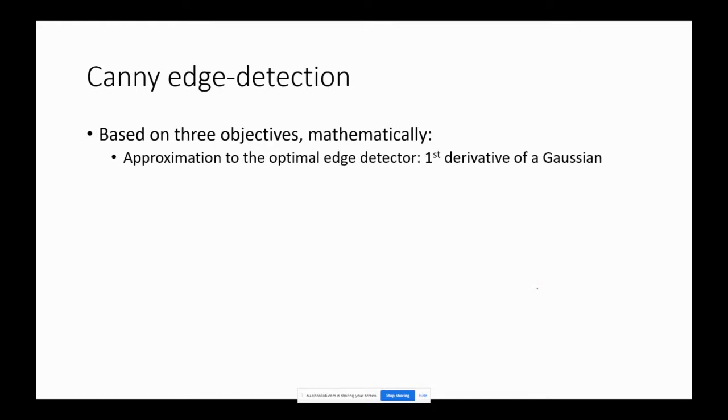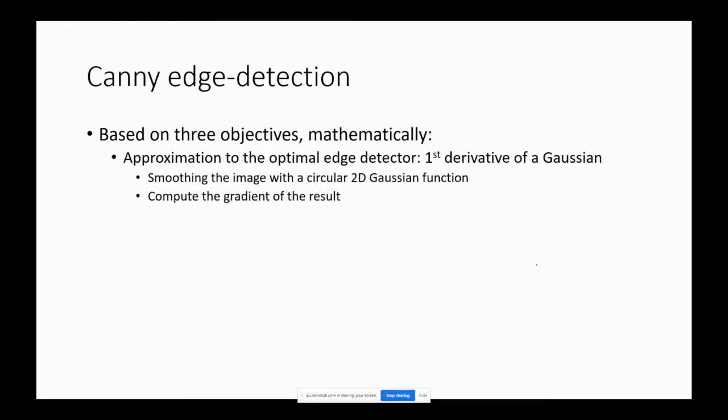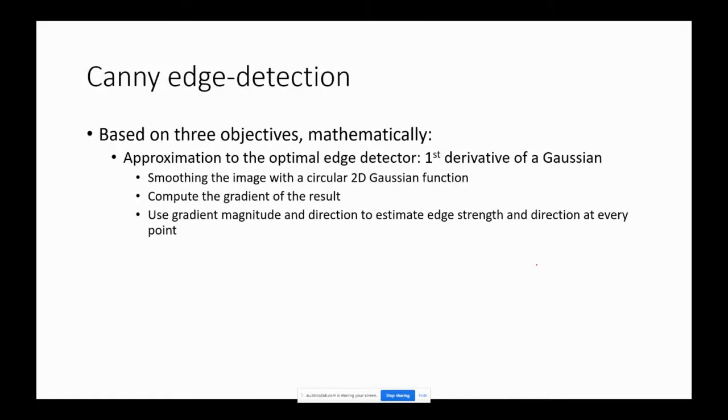So basically, what Canny did was an approximation to the optimal edge detector using the first derivative of a Gaussian: smoothing the image with a circular 2D Gaussian function, computing the gradient as a result, and using the gradient magnitude and direction to estimate edge strength and direction at every point. That's what we've done in the first half of this lecture. But this may generate wide, broken edges as a result.